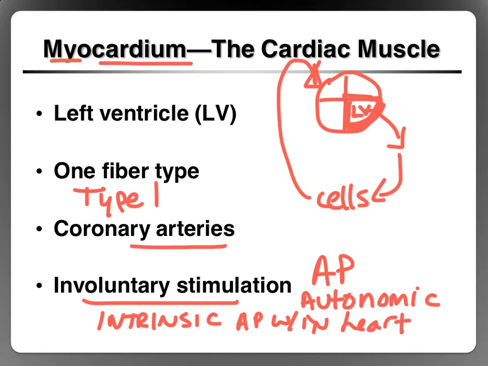Okay, so the heart generates its own action potentials, so you don't have the central nervous system telling the heart to contract. It contracts intrinsically on its own. The central nervous system has some extrinsic control over the heart. It can change the rate of the heart, but the actual generation of action potentials that cause the contraction of the heart are generated from within the heart itself, and that's why we call it intrinsic stimulation.